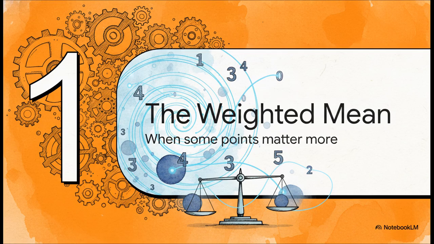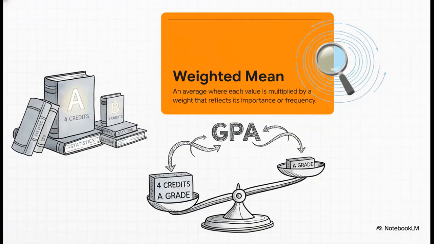Okay, so let's jump right in with our first and probably most intuitive tool, the weighted mean. Seriously, this concept is the foundation for everything else we're going to cover. The best way to think about this is your GPA in college. An A in a big 4-credit stats class should probably count for more than an A in a little 1-credit seminar, right? Of course, that's a weighted mean. The weight is just the number of credit hours, which gives more importance to the tougher courses.